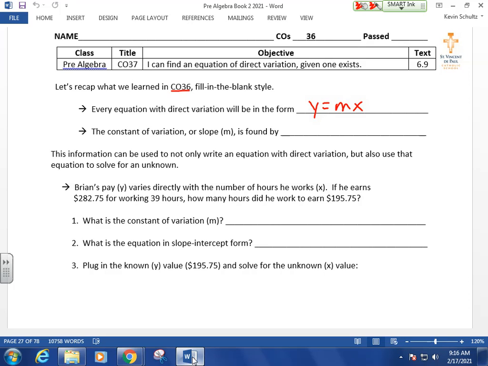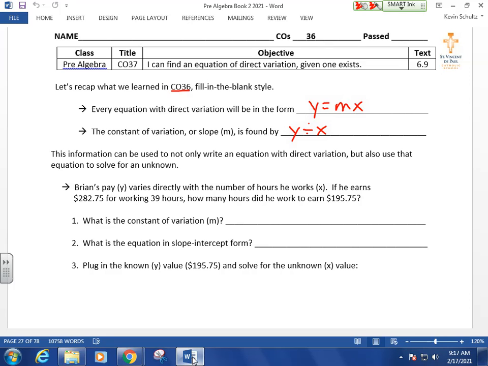Because like we talked about, for direct variation, it's not going to have a b value written there because it's 0. Okay, y and x are directly related there. There's nothing being added on or subtracted or whatever. Okay, the constant of variation, which is the same thing as the slope, is found by taking what? The constant of variation, also the slope, just a fancy name for slope, is found by taking what? Y divided by x. Okay, y divided by x.